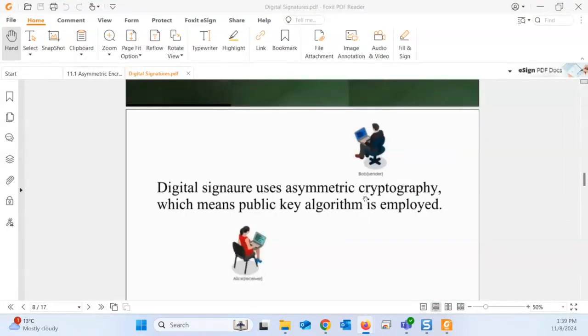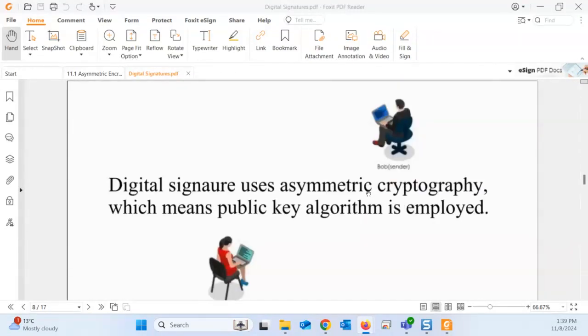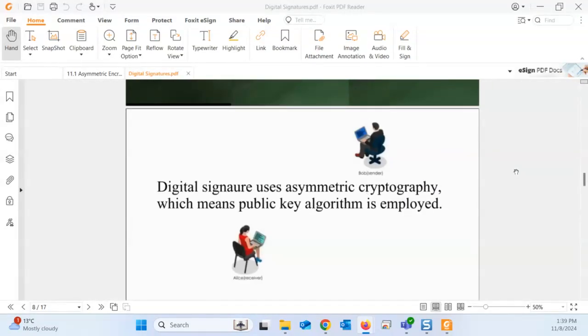Here is the example. There are two people who want to send a message. Digital signature uses asymmetric cryptography, and by this time everybody knows what asymmetric cryptography is, which means a public key algorithm is employed. In the symmetric one, the same key is used for encrypting and decrypting. Like the Caesar cipher code that you did, same key, remember, either +6 or -6. So it's the same key, it's a symmetric algorithm.